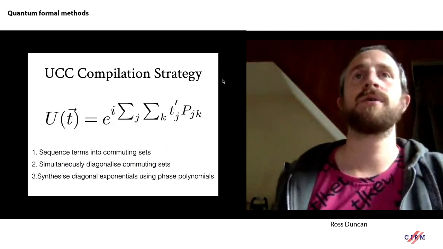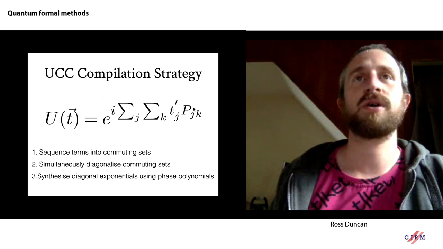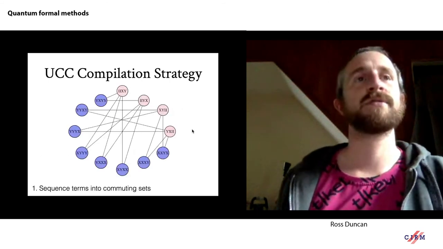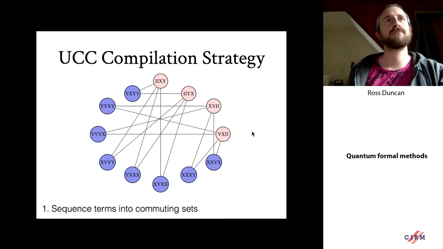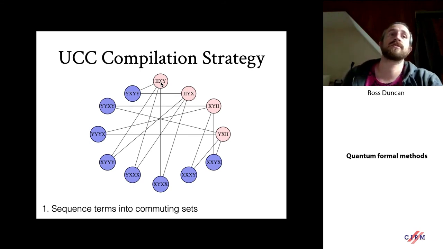So first of all, I write down all the Pauli words which occur in this summation in a graph. And I put an edge between two vertices in this graph if those Pauli words anti-commute. And then I use a graph coloring algorithm to find all the commuting ones, because if they're connected, that means they anti-commute, so I can't have them the same color. So in this example, you can see I only need two sets, I only need two colors to color this graph. Since graph coloring is NP hard in general, we just do this with a cheap approximation.